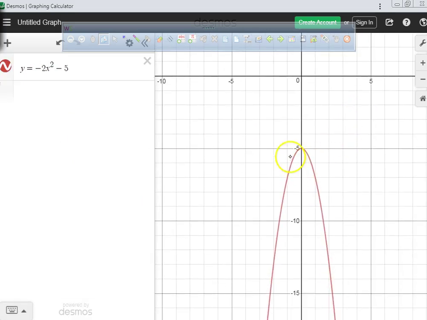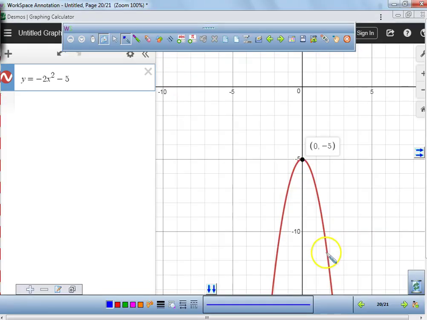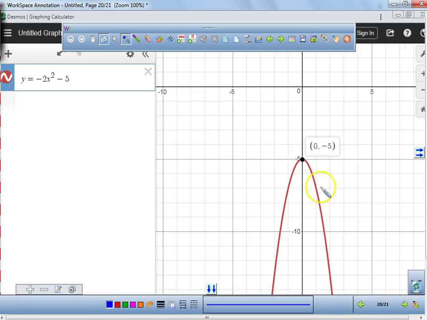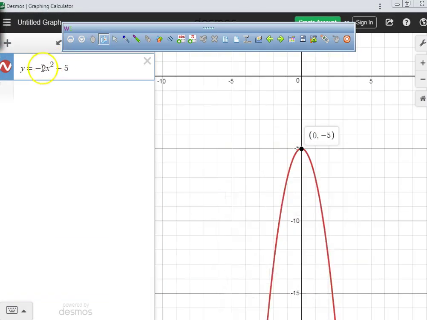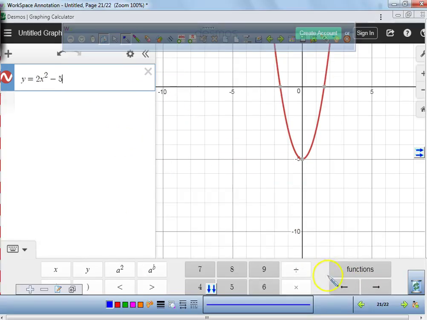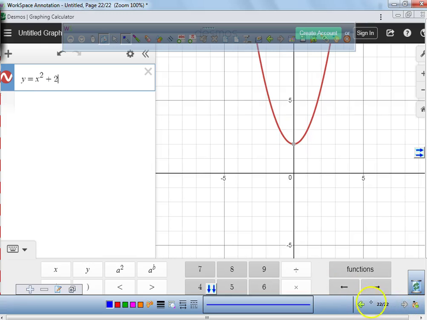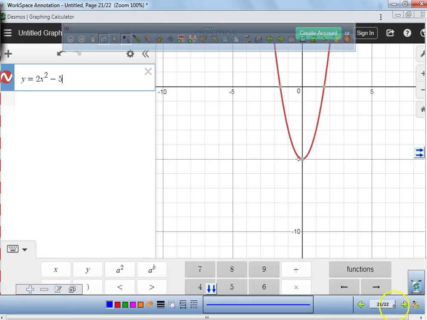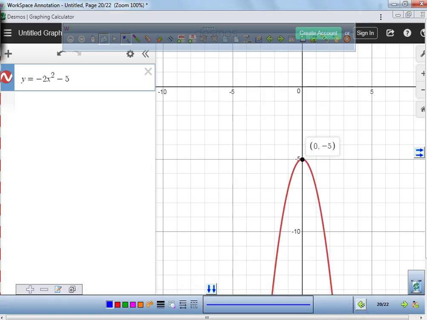Ooh. But did the y-intercept change? It didn't, did it? It was here, and now it's, well, hold on, I changed the positive to negative. So what's the only thing that changed between these two? It went from that to that. What made it go from up to down? The A value. The negative, okay? So listen up.